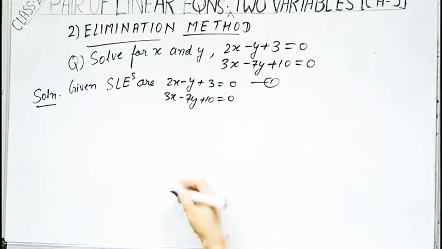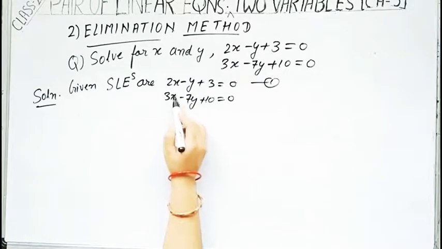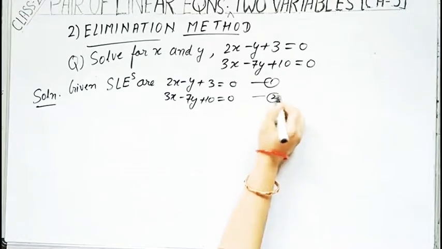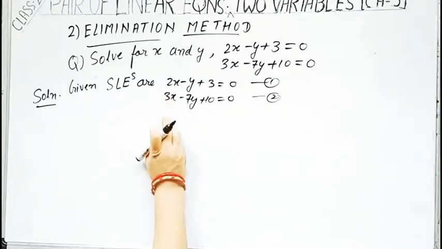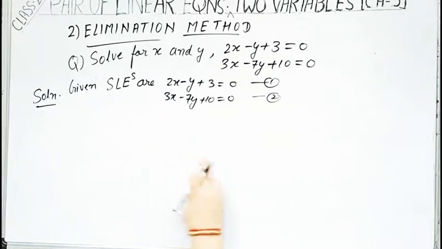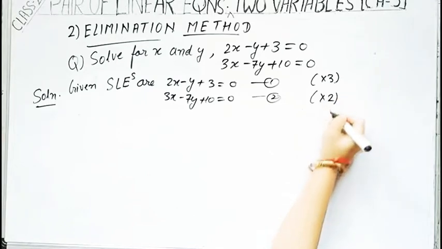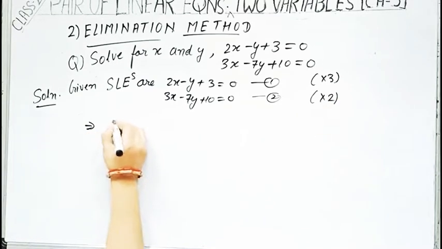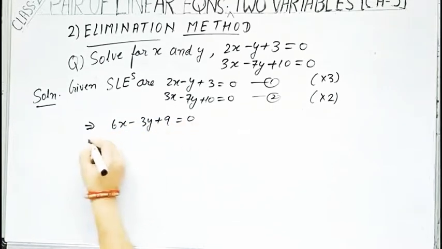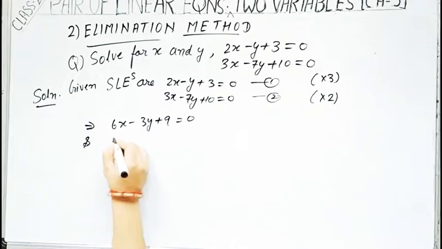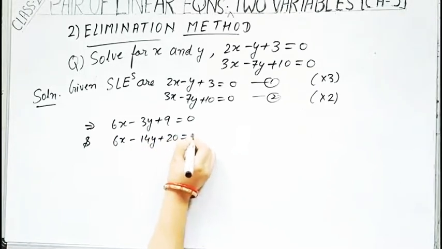Now here let us eliminate x. We can eliminate y also. Now to make the coefficient of x equal in both the equations, if I multiply by 3 and if I multiply by 2, both the coefficients of x in equations 1 and 2 will be equal to 6. So here we will do into 3, and in this equation I will do into 2. This implies 6x minus 3y plus 9 equals 0 and 6x minus 14y plus 20 equals 0.